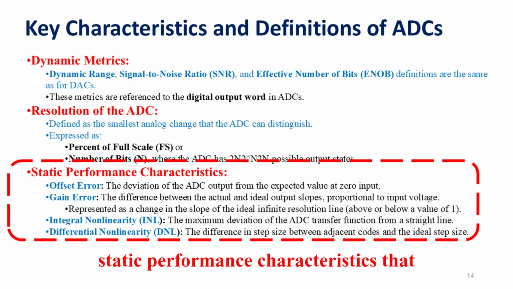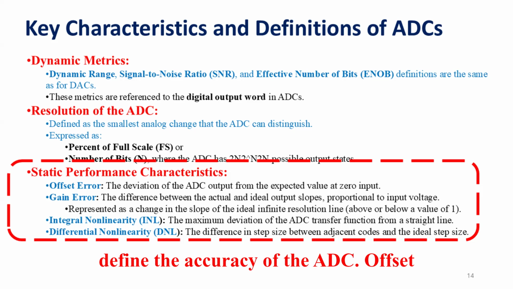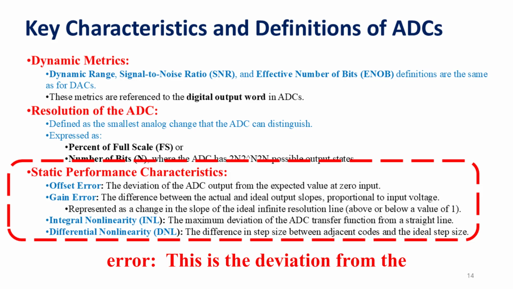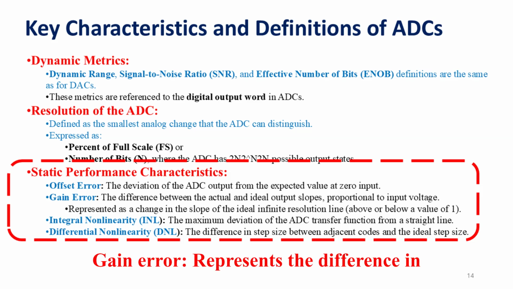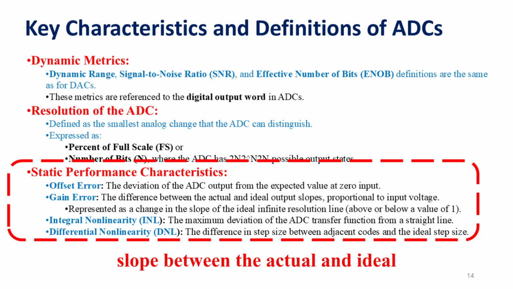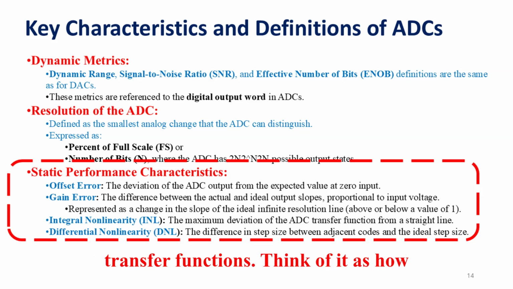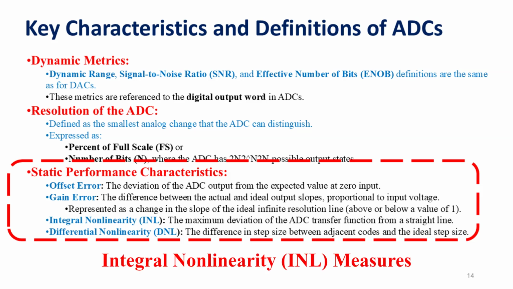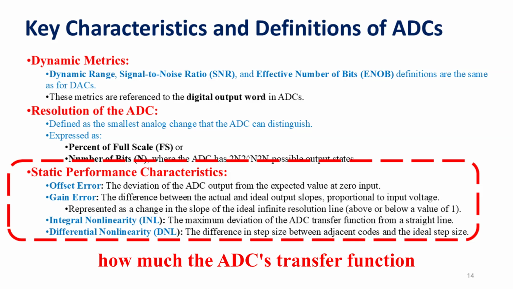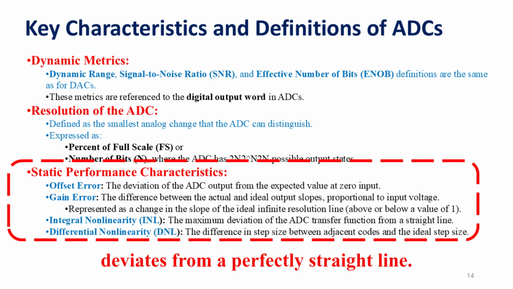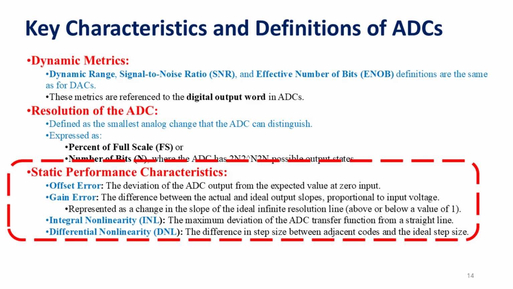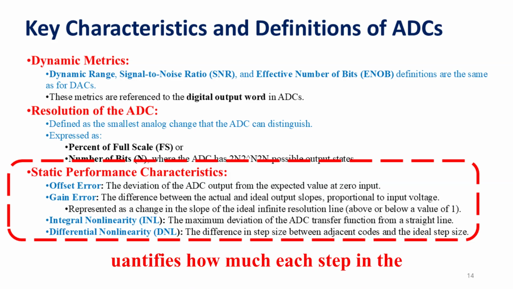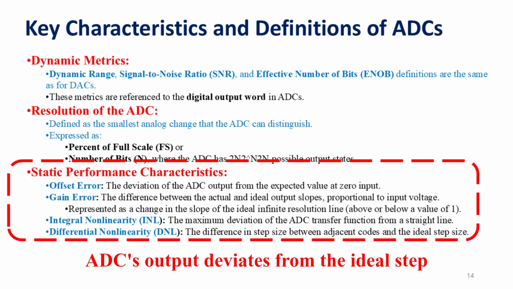Next, we have the static performance characteristics that define the accuracy of the ADC. Offset error. This is the deviation from the expected output value at zero input. Gain error represents the difference in slope between the actual and ideal transfer functions. Think of it as how the slope of the ideal line shifts either above or below a value of 1. Integral nonlinearity, INL, measures how much the ADC's transfer function deviates from a perfectly straight line. Differential nonlinearity, DNL, quantifies how much each step in the ADC's output deviates from the ideal step size.